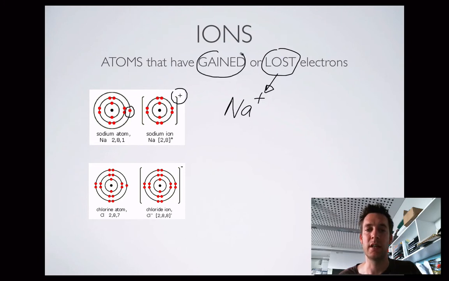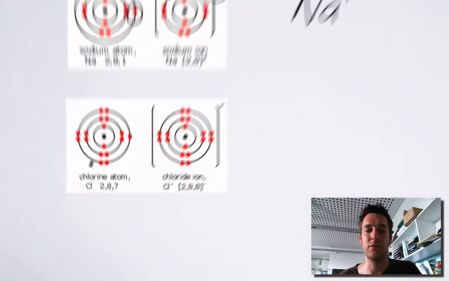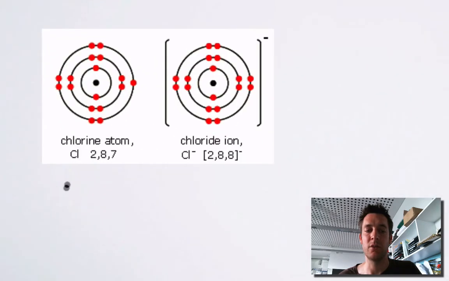Now, electrons are negative, so if you gain electrons, you're probably going to get a negative charge, and in fact that's what we see here. We've got a chlorine atom. Chlorine is atomic number 17. So it's got 17 electrons, 2 in the first shell, 8 in the second, and 7 in the third shell. Again, more about these shells later on.